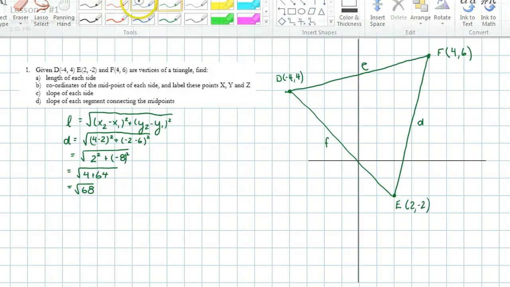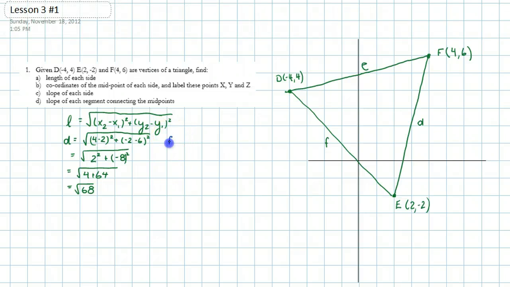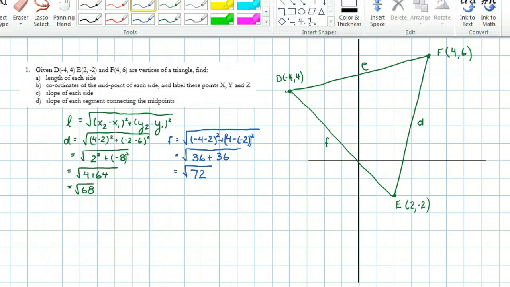Let's change colors to help us see what's going on here. F is equal to the square root of (negative 4 minus 2) squared plus (4 minus 2) squared. So we'll do a couple steps here. This is going to give me 36, because that's going to be negative 6 squared plus positive 6 squared, 36, which is equal to the square root of 72. Again, I'm going to leave it like that.